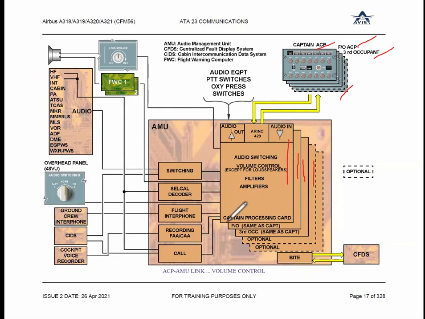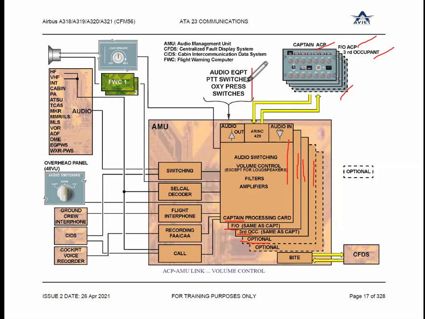You can read here: it is a captain card, a first officer card, a third occupant card. If you have a fourth seat also, it is a fourth occupant card. You can connect as many as you want. And they all do the same job. The only thing is the hardware is connected from the respective channel. What is the hardware? Audio control panels, audio equipment, the PTT switch.